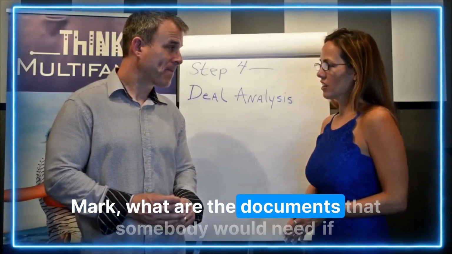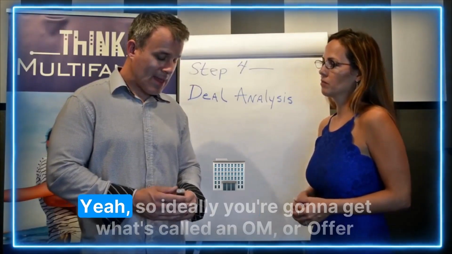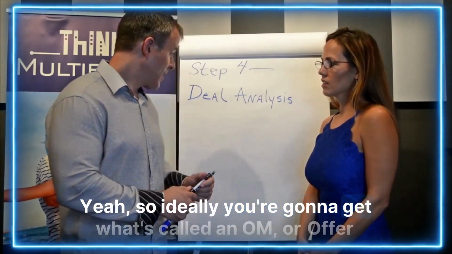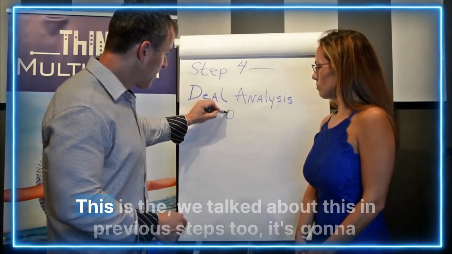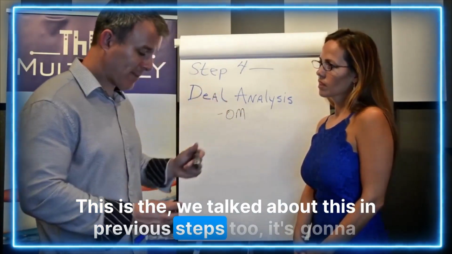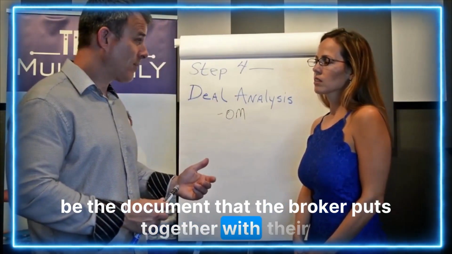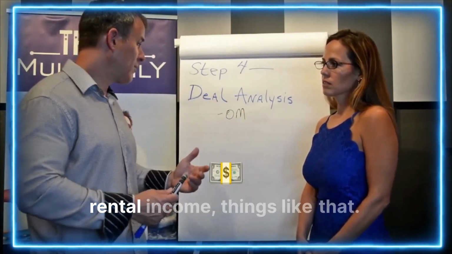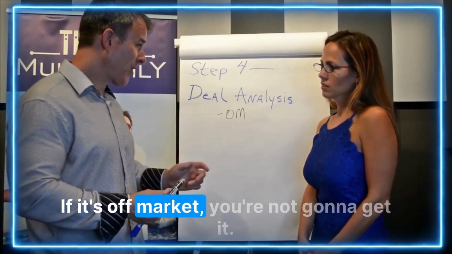Mark, what are the documents that somebody would need if they were trying to analyze an apartment deal? Yeah, so ideally you're going to get what's called an OM, or offering memorandum. We talked about this in previous steps too. It's the document that the broker puts together with their projections and rental income, things like that. So that's one. But you don't always get it. If it's off market, you're not going to get it.